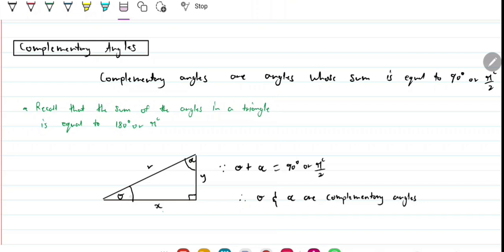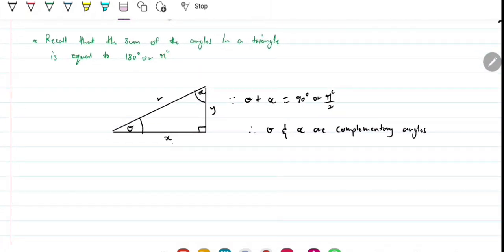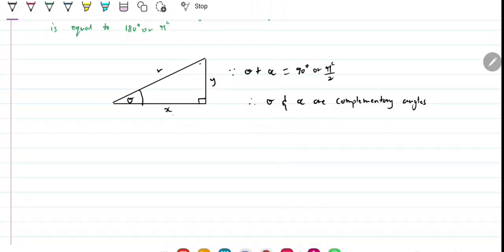So for this triangle that I have drawn here, theta plus alpha is equal to 90 degrees. So it means that theta and alpha are complementary angles, right? So now let's bring in our trig ratios. For now, I'm just going to erase alpha and focus on this theta.